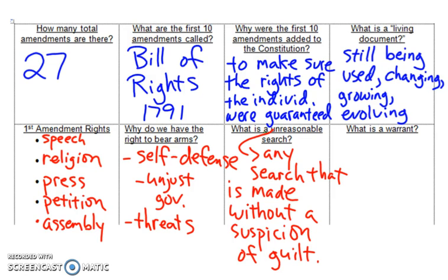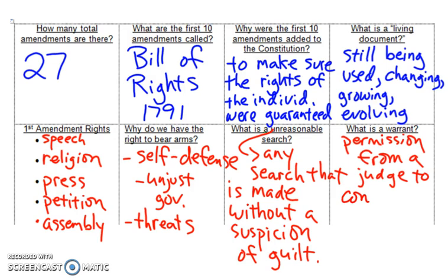And hopefully they won't have a warrant, because to get a warrant, they do need permission from a judge to conduct a search. And the judge will not give out the warrant unless the police have proved that it is a reasonable search. And the police have proved that they have a reason to suspect you of committing a crime.